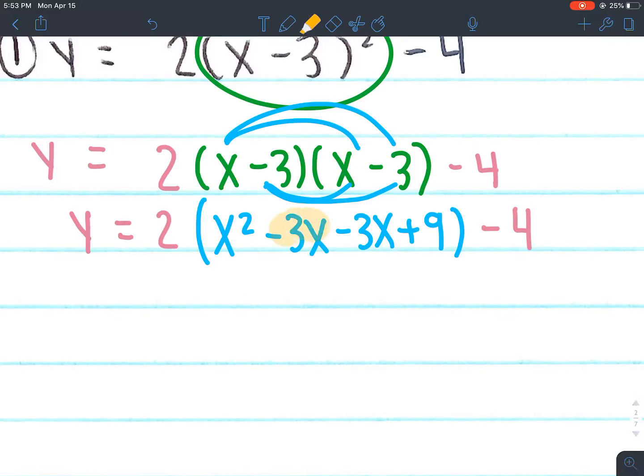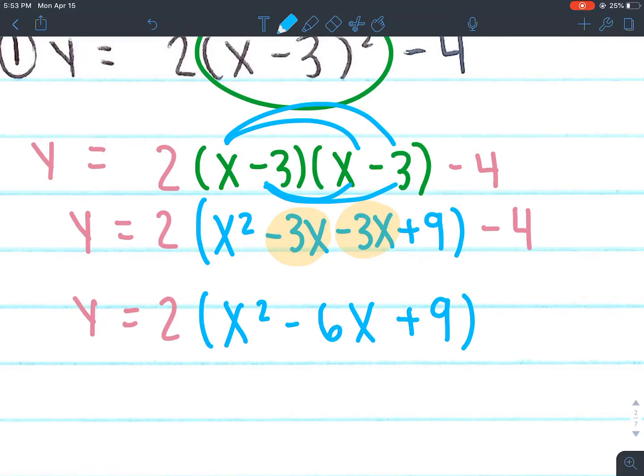Now I'm going to look for like terms, and I have two negative 3x terms. That's going to give me negative 6x. So I'm going to go ahead and write that: x squared minus 6x plus 9. Now the reason why those parentheses have stayed out there is because this 2 in the front is being multiplied to the entire expression inside. I can't just pretend like the parentheses drop and only multiply the x squared by it. I have to multiply the 2 to everything.